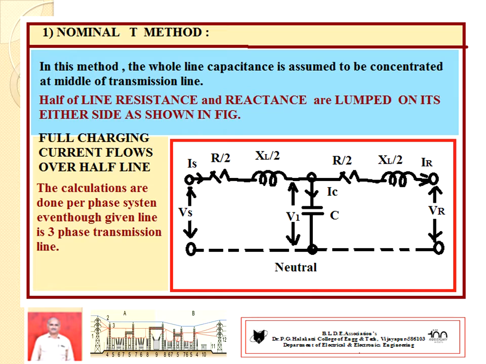So what is the impedance? Z equals R plus jXL. We take 50% of the values, that means R by 2 and XL by 2, which goes in favor of the sending end. Next, 50%, R by 2 and XL by 2, is taken with respect to the receiving end side, as shown in the figure. Such an arrangement is called the nominal T method.